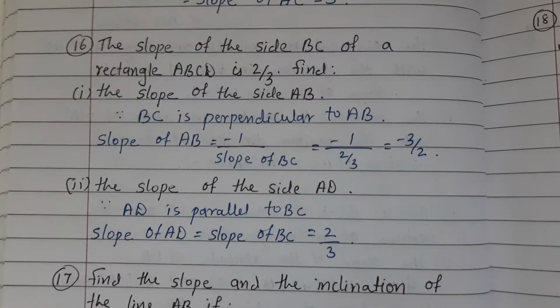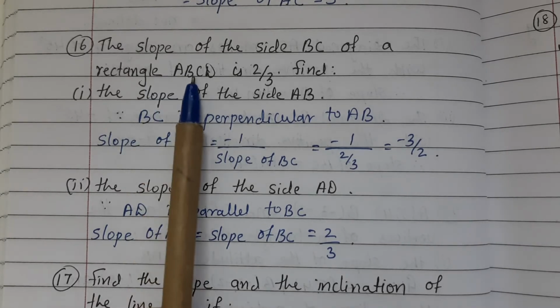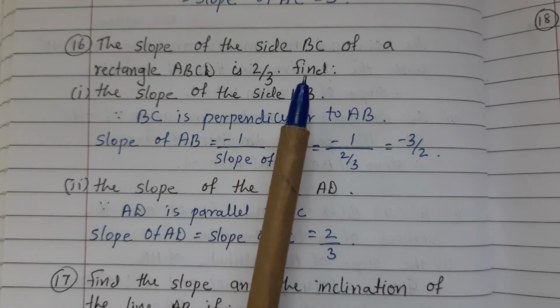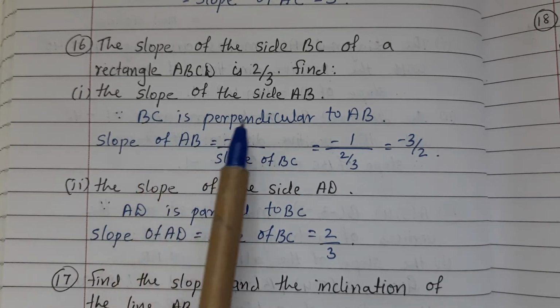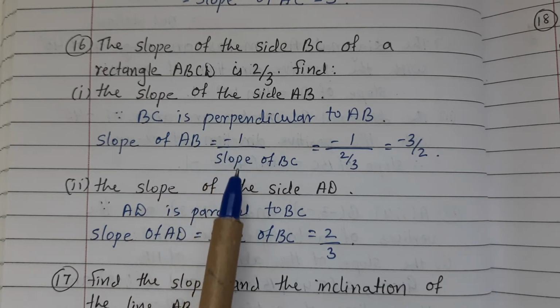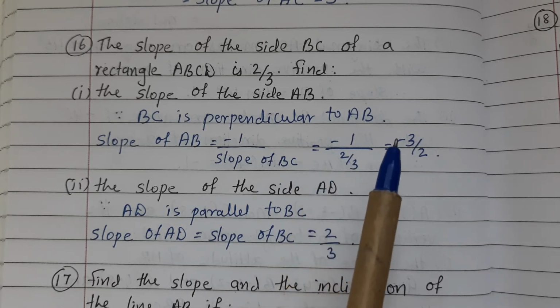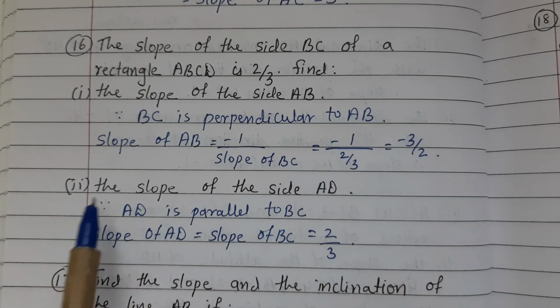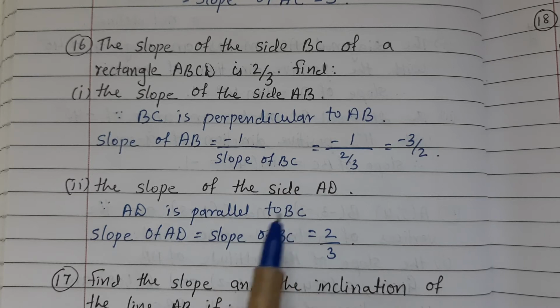Sum number 16. The slope of the side BC of a rectangle ABCD is 2 upon 3. Find, first part, the slope of side AB. Since BC is perpendicular to AB, slope of AB equals -1 upon slope of BC equals -1 upon 2 upon 3 equals -3 upon 2. Second part, the slope of side AD. Since AD is parallel to BC, slope of AD equals slope of BC equals 2 upon 3.